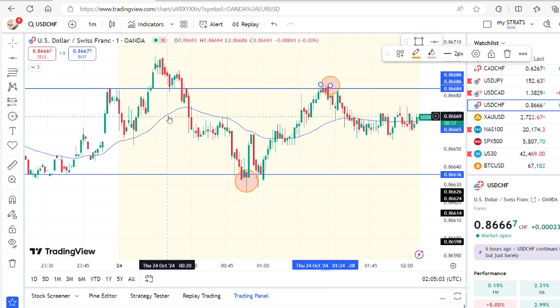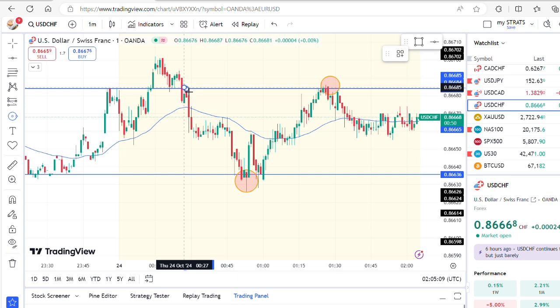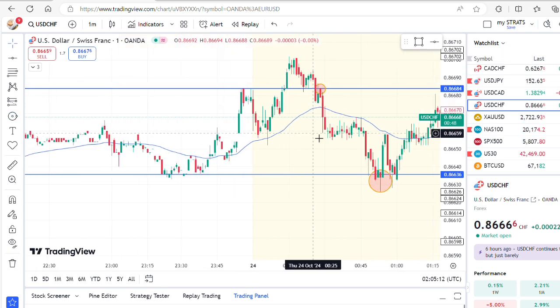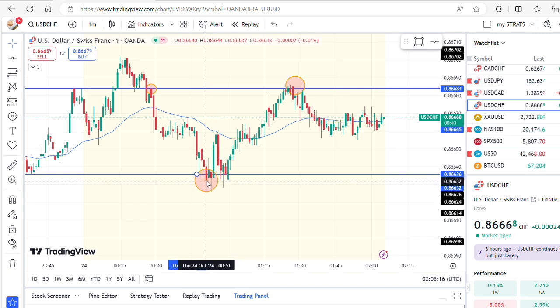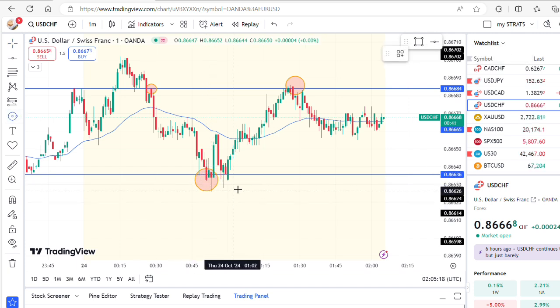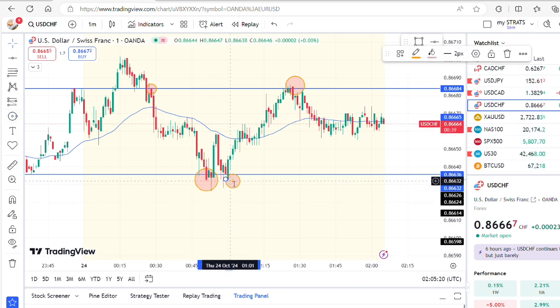So yeah, see this? You can see the pattern right there. There's a pattern. Always try to find a pattern, because that gives you a more certain direction of where the price is going and where you should get in on a trade.